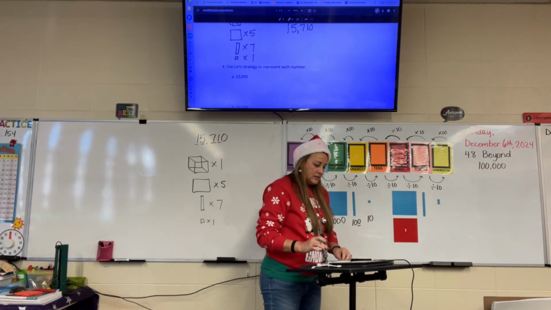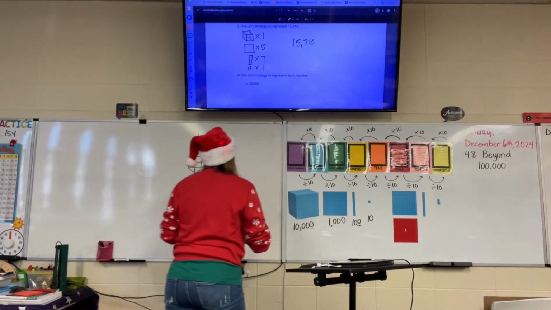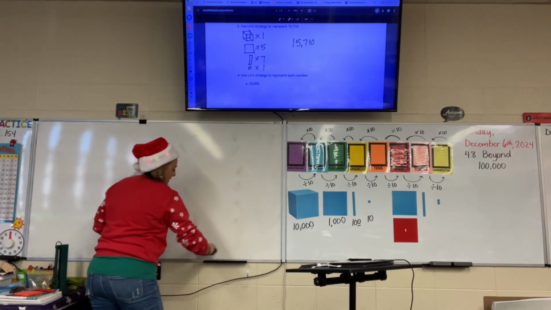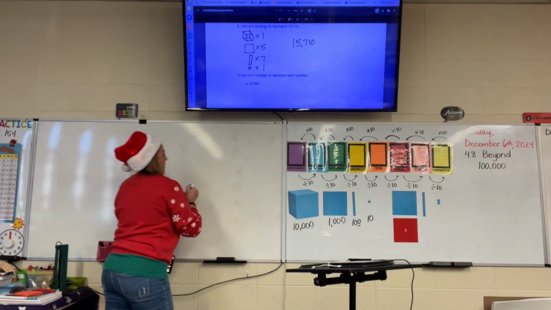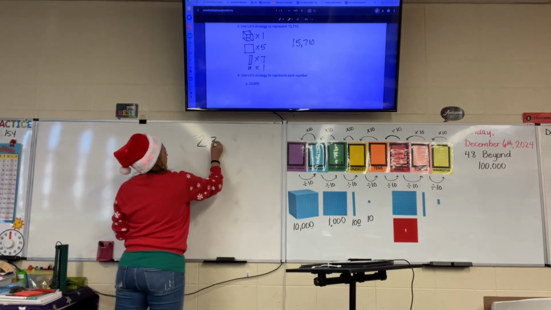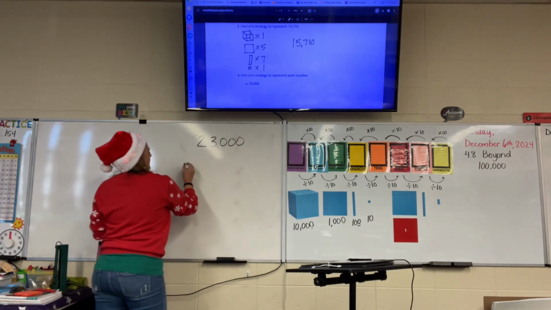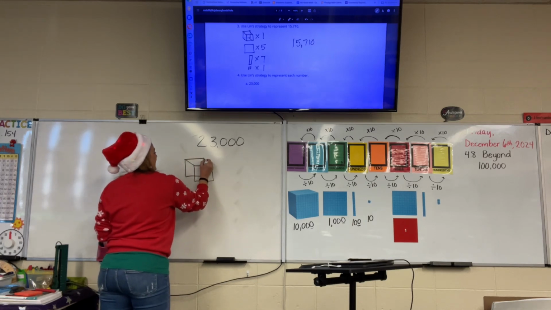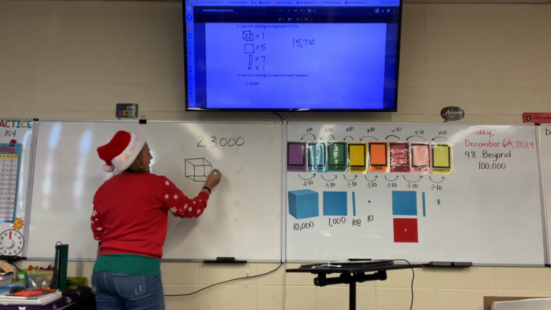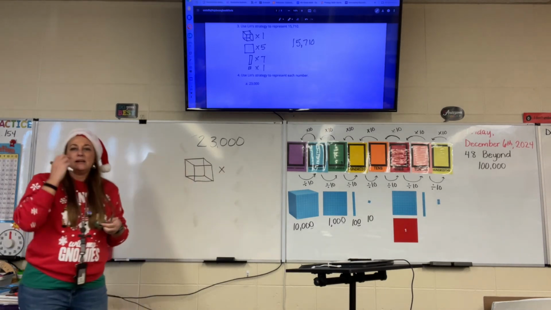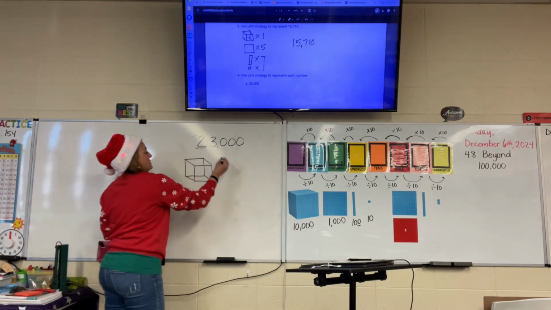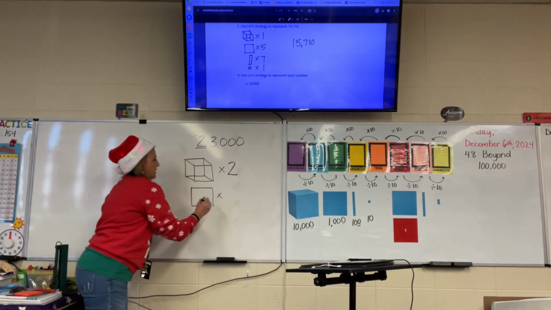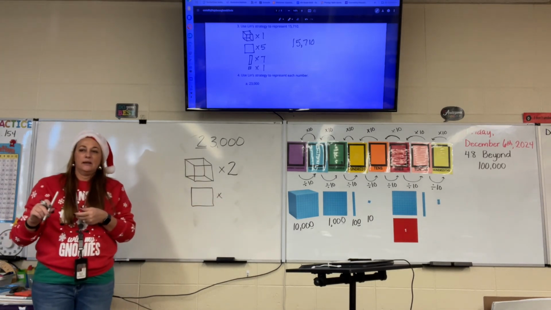Next, they want us to use Lynn's strategy to represent each of these numbers below. So the first number that we need to represent is 23,000. So let's start with the big cubes. Remember, the big cubes are valued at 10,000. So how many of the big cubes do we need? Athena? 2. 2, because in the 10,000s place, there's a 2. How many of the 1,000 cubes would we need? Cameron?